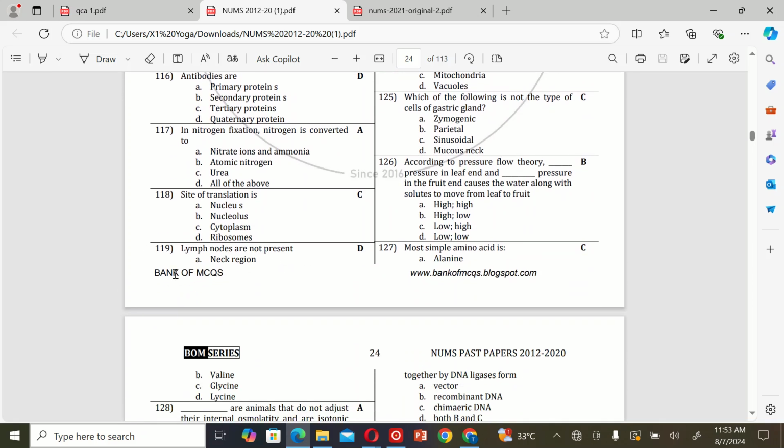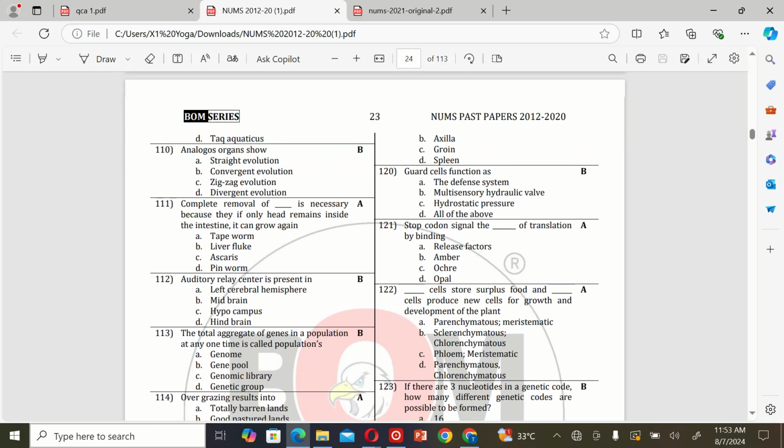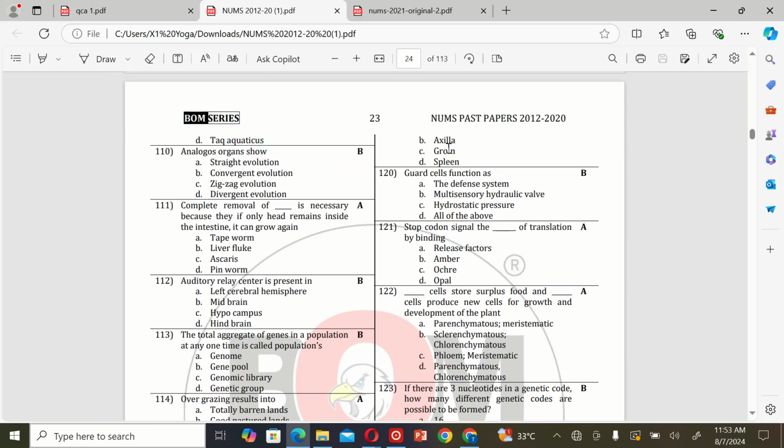Lymph nodes are not present in A. Neck region, B. Axilla, C. Groin, and D. Spleen. So the correct option is D, spleen.